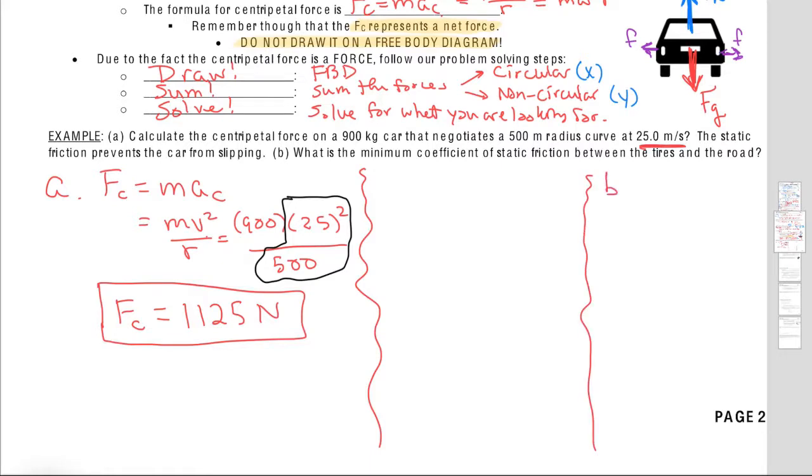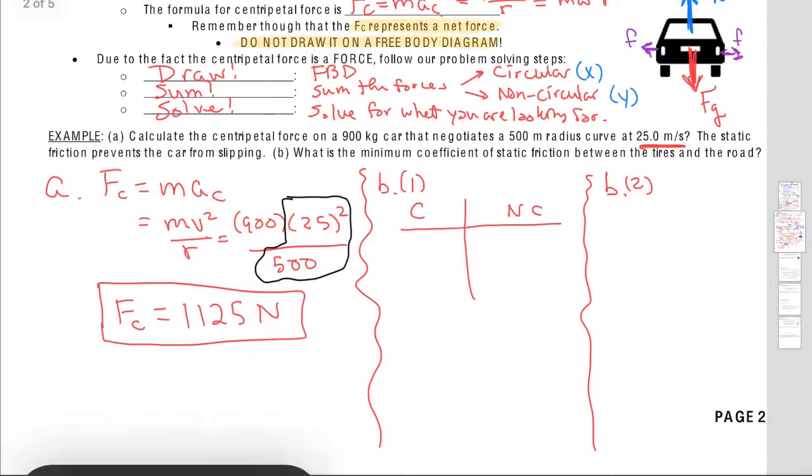Now I'll show you two ways that you can do this second part. So part B, it's like B1, B2. B1 involves our steps of draw, sum, solve. You can see I have the free body diagram up there at the top right, where my car is. And I'm going to sort this into circular and non-circular. In unit 2 we did X and Y.